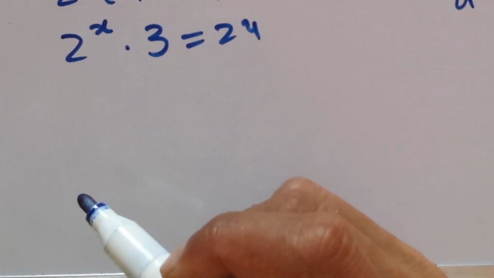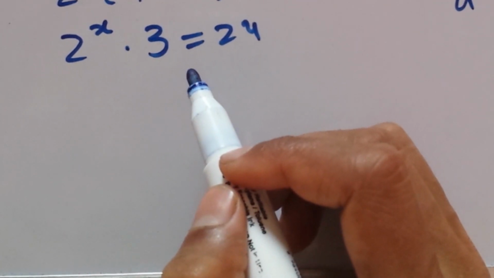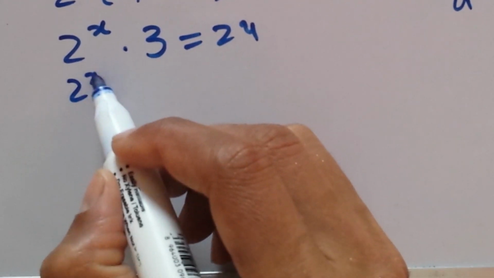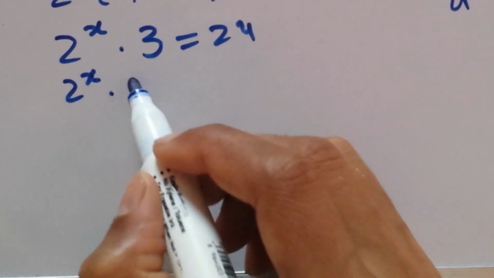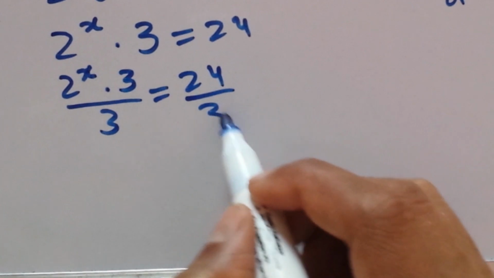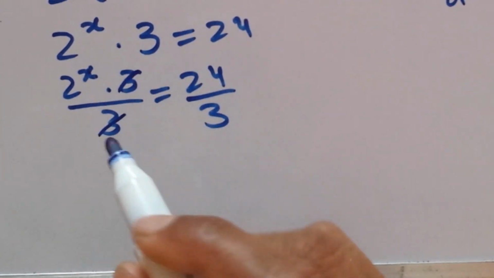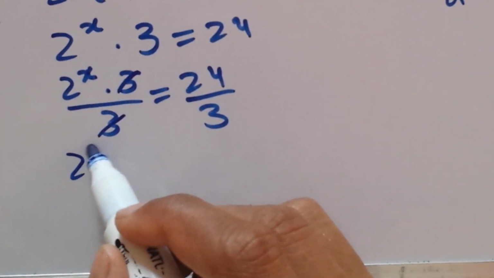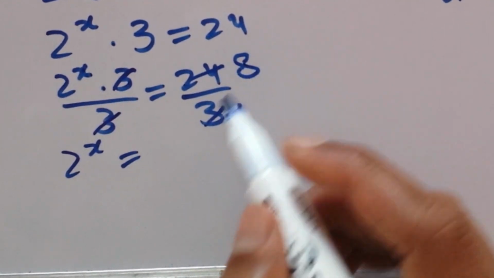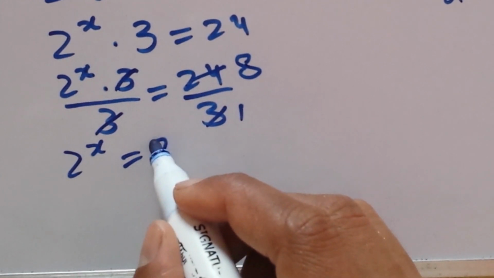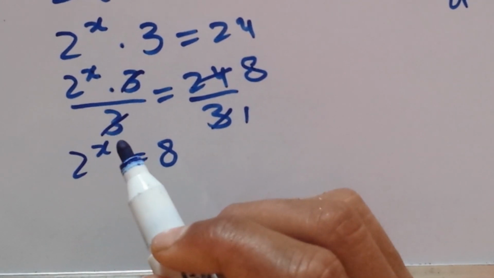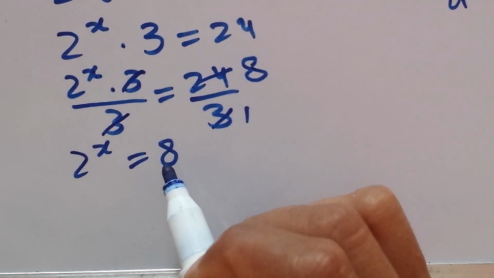Now step 6, divide both sides by 3. We want to isolate 2 to the power of x. So 2 to the power of x times 3 divided by 3 equals 24 divided by 3. Now 3 and 3 cancel. Now 2 to the power of x equals, 3 times 8 equals 24, so 8.